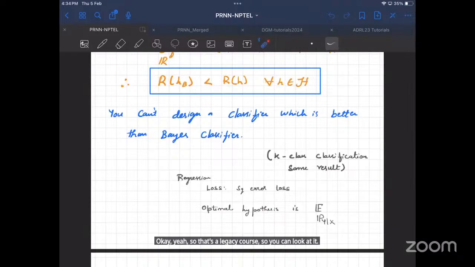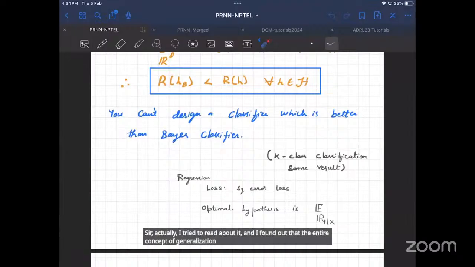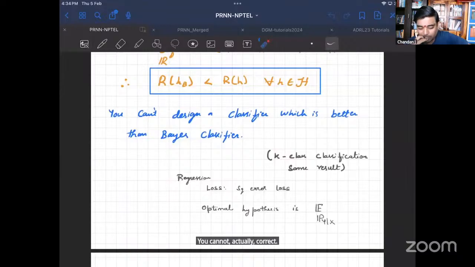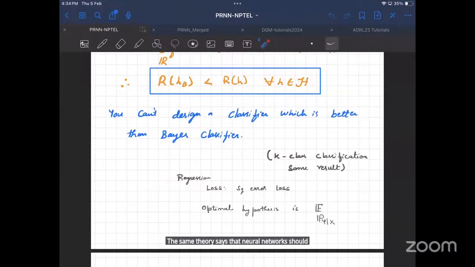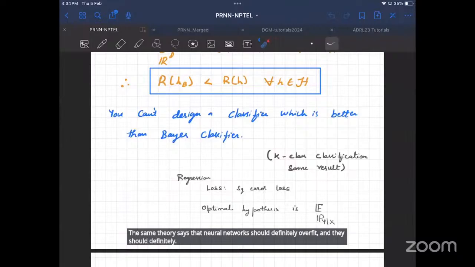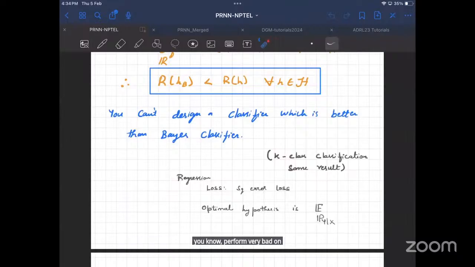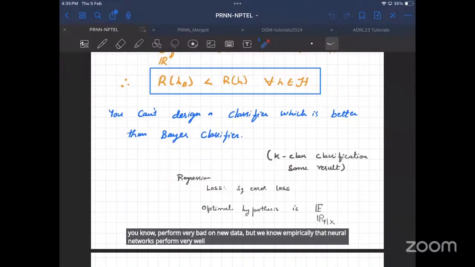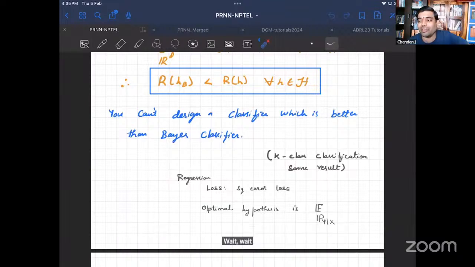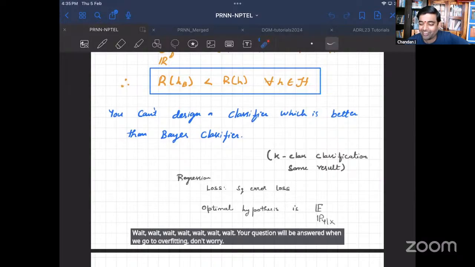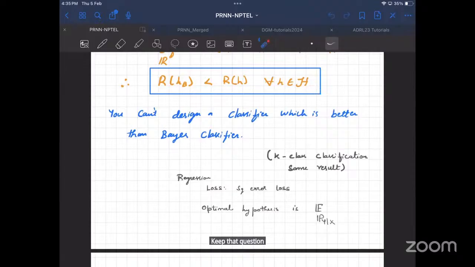Sir, I tried to read about it and found that the entire concept of generalization bound does not fit neural networks. The same theory says that neural networks should definitely overfit and perform very badly on new data. But we know empirically that neural networks perform and generalize very well. So there is no theory explaining that. Wait, your question will be answered when we go to overfitting. Don't worry, keep that question.